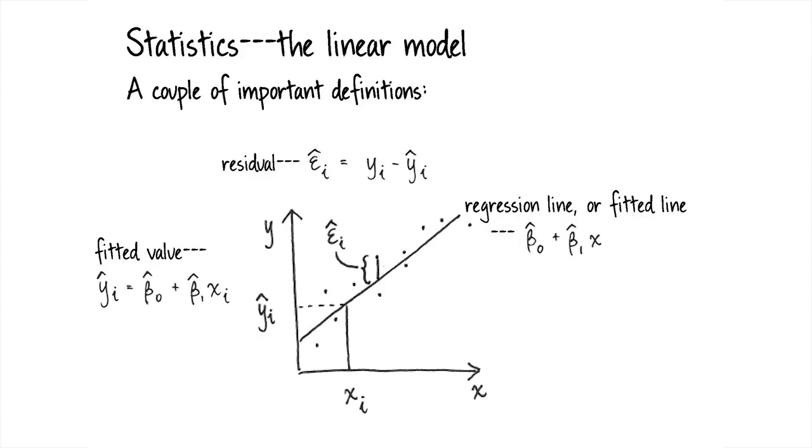Here I've drawn in the regression line, also known as the fitted line. So that's just beta naught hat plus beta 1 hat times x. And then it's also convenient to define something called a fitted value. And that's basically just, for any particular value of x, the value of y on the fitted line associated with that value of x, okay, on the estimated regression line. So we'll use this notation, the y sub i hat and the epsilon sub i hat notation, and we'll come back to these quantities in the next couple lectures.